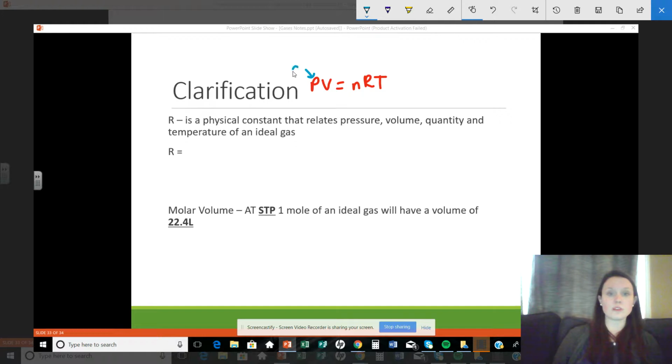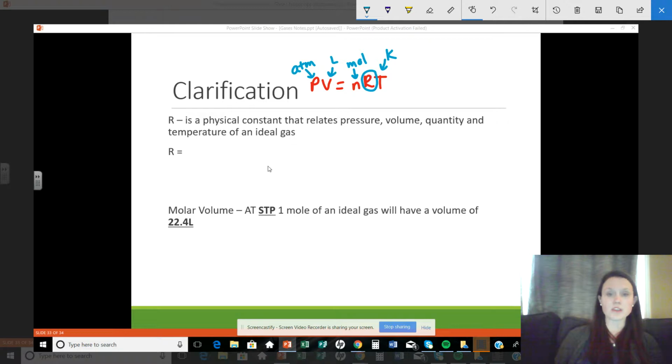Anytime you do an ideal gas law problem in our chemistry class, each of your variables needs to be in specific units. Your pressure should be in atmospheres. Your volume should be in liters. I want you guys to have your quantity of gas in moles and your temperature in Kelvin. The reason for that all has to do with this gas law constant.